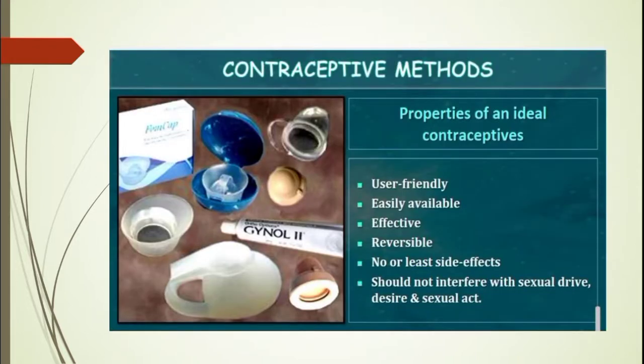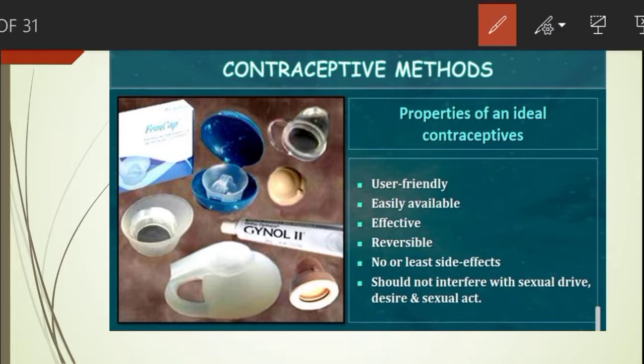Now, the regulation of conception by preventive methods or devices that limit the number of offspring is called birth control or contraception. There are certain properties of an ideal contraceptive.